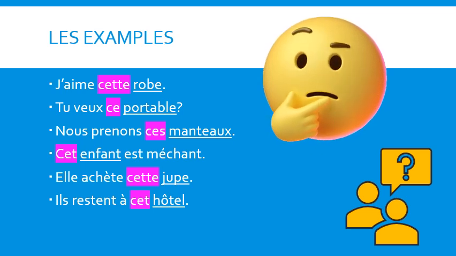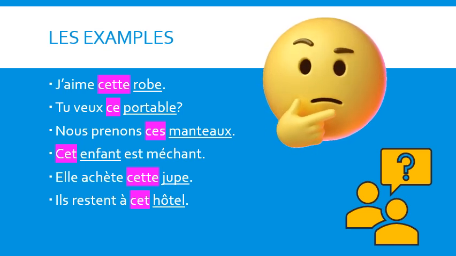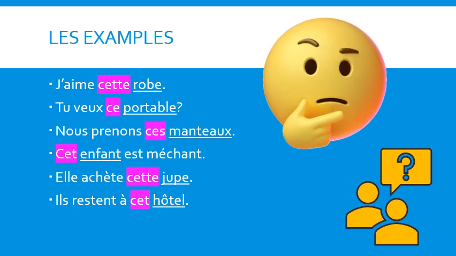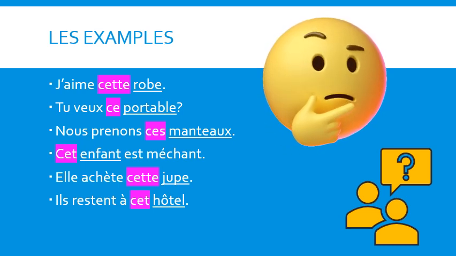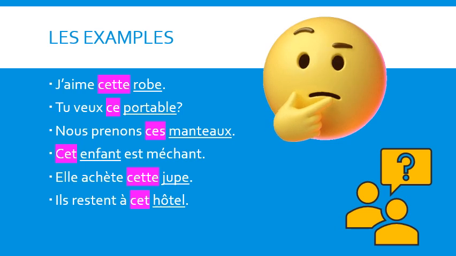Next, cet enfant est méchant. Enfant is a masculine singular noun starting with a vowel. So cet. We cannot use ce because, as we have just learned, two vowel sounds cannot be pronounced together. So it will not be ce enfant, it is cet enfant.